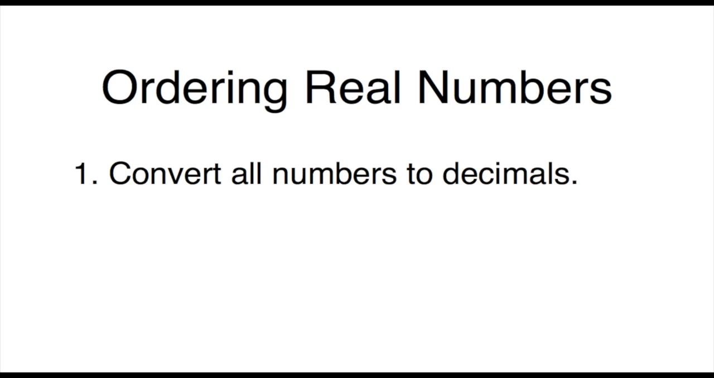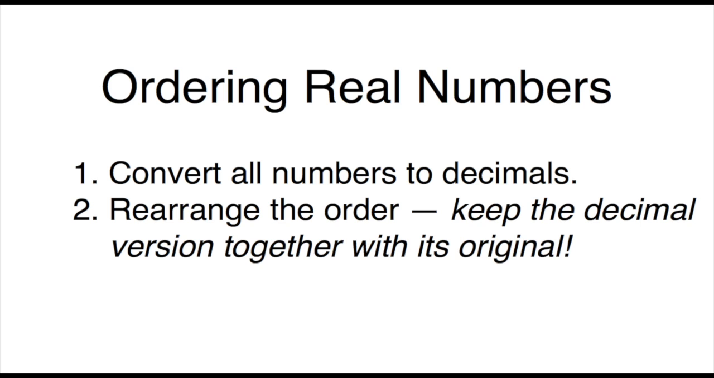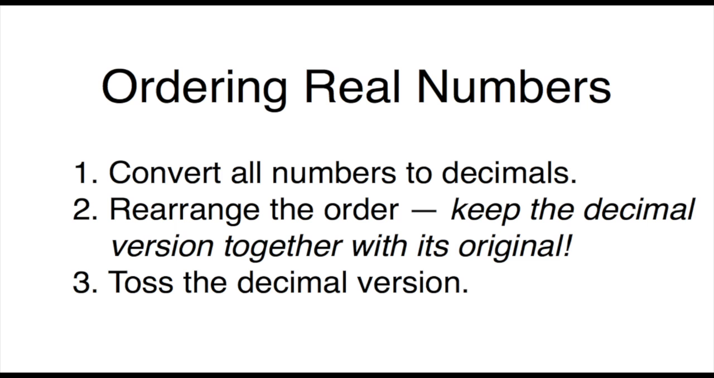To order real numbers just means to take numbers, some of them potentially goofy, and put them in order. In order to do this, step 1, change them from goofy to non-goofy. Use a calculator. Then put the non-goofy numbers in the right order. Then change them back to goofy if necessary.